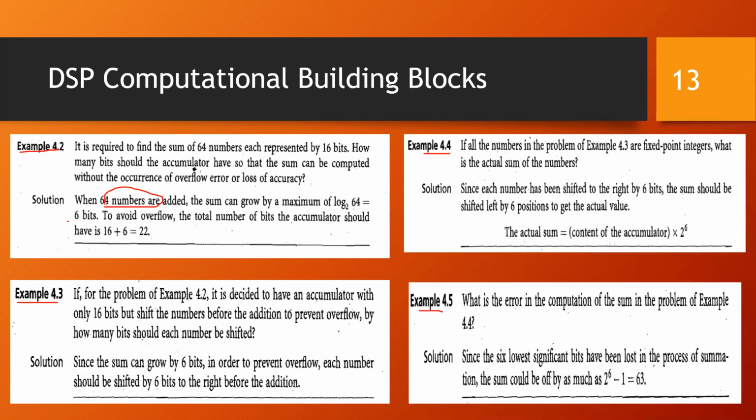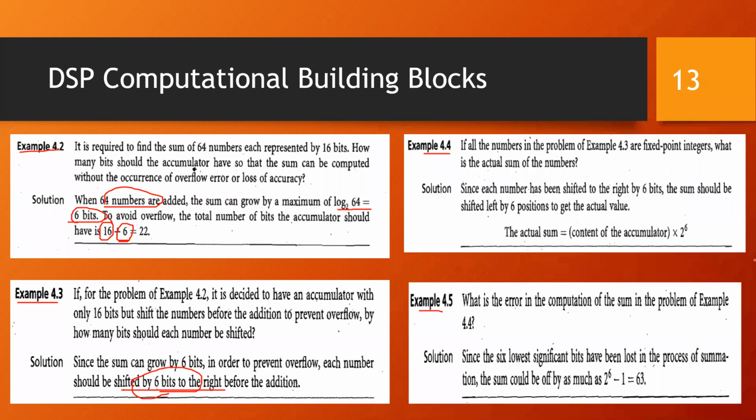So if 64 numbers are being added, 6 bits are in excess. If only 16 bits are there, then 6 additional bits have to be provided to the accumulator. If you remember all this, you're trying to avoid the overflow. So we provide 6 bits in excess. If this is not possible, we can shift 6 bits towards the right before addition. So at the input of the multiplier, before giving the data to the multiplier, you shift it towards the right by the number of required bits, so that you avoid the overflow condition.